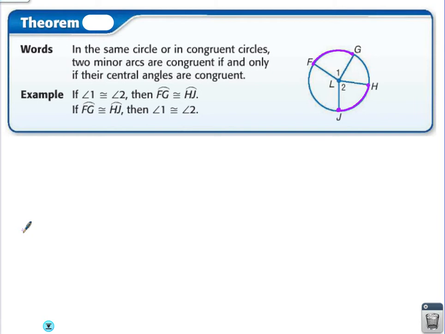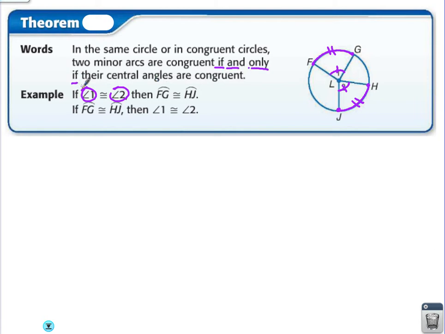In order for the arcs to be congruent, the angles must be congruent. In order for the angles to be congruent, the arcs must. Do we not just know that? Example. If angle 1 is congruent to angle 2, does that not mean the arc is equal to the arc? If this angle is 50 and that angle is 50, then the arc's 50 and the arc's 50. The only way for two arcs to be the same is if the angles are the same. And vice versa, because look, if and only if.